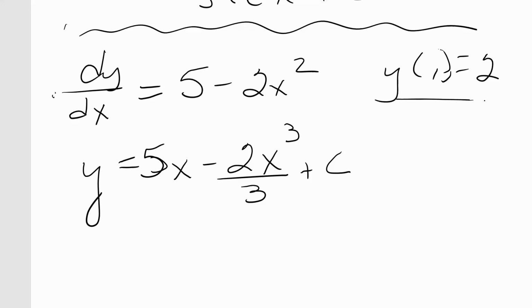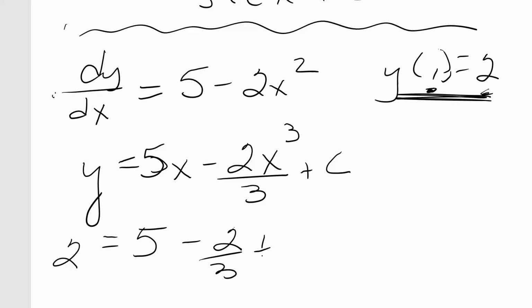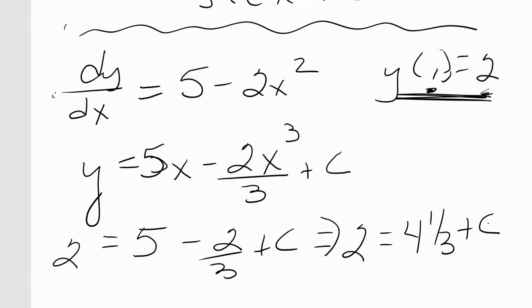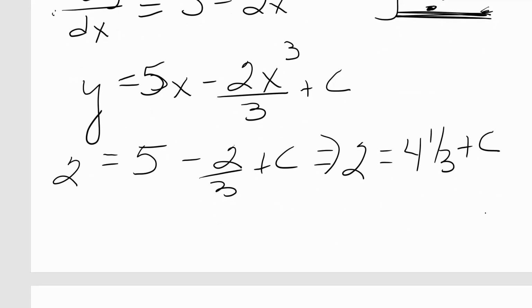So over here in the information that we were given on the side, we know if we plug in 1 for x, we get out 2 for y. So when y is 2, 5 times 1 is 5, minus 2 times 1 cubed is 1, third, plus c, which means 2 equals 4 1/3 plus c. So I can solve this for c fairly quickly. Subtract 4 1/3 from each side, and we get c is negative 2 1/3.